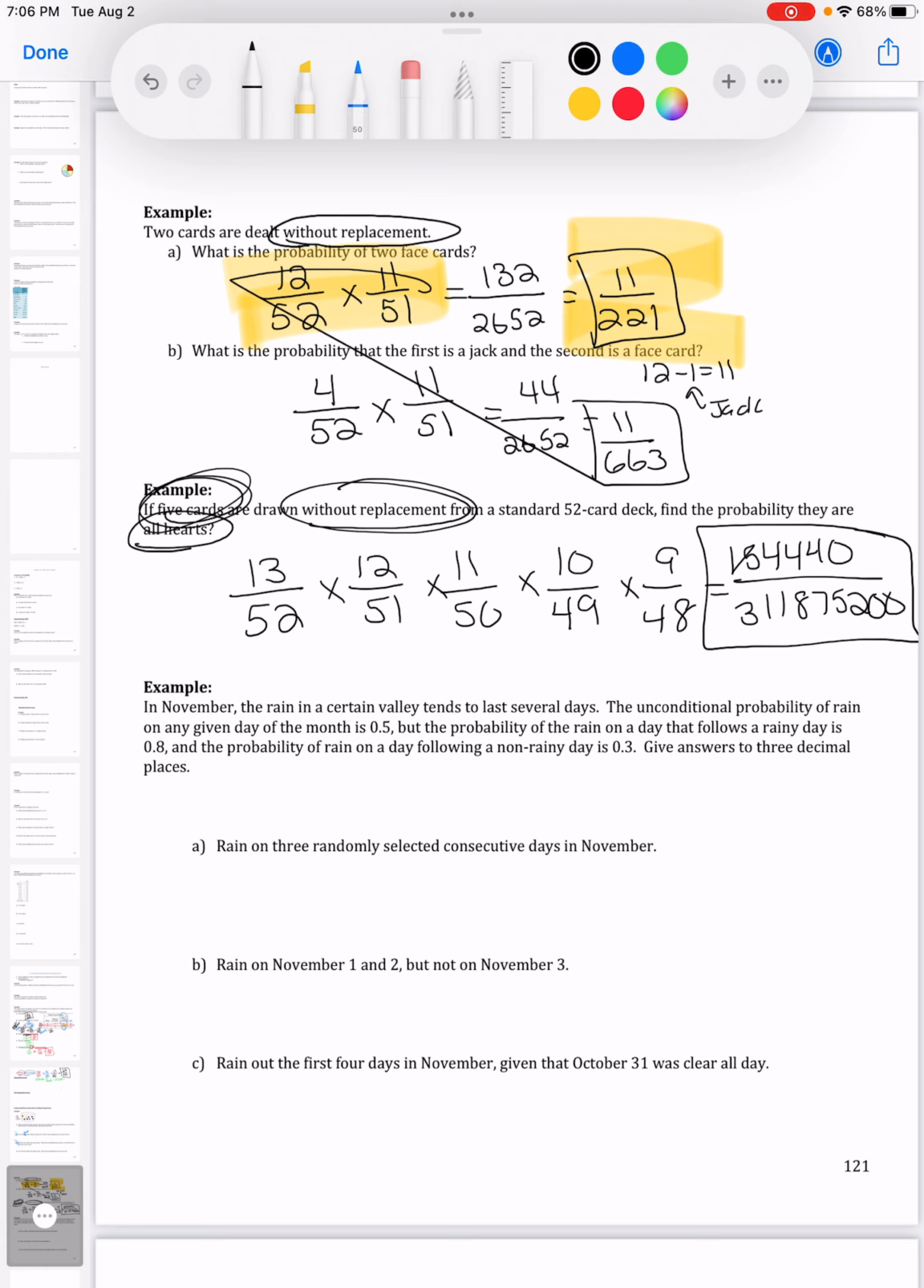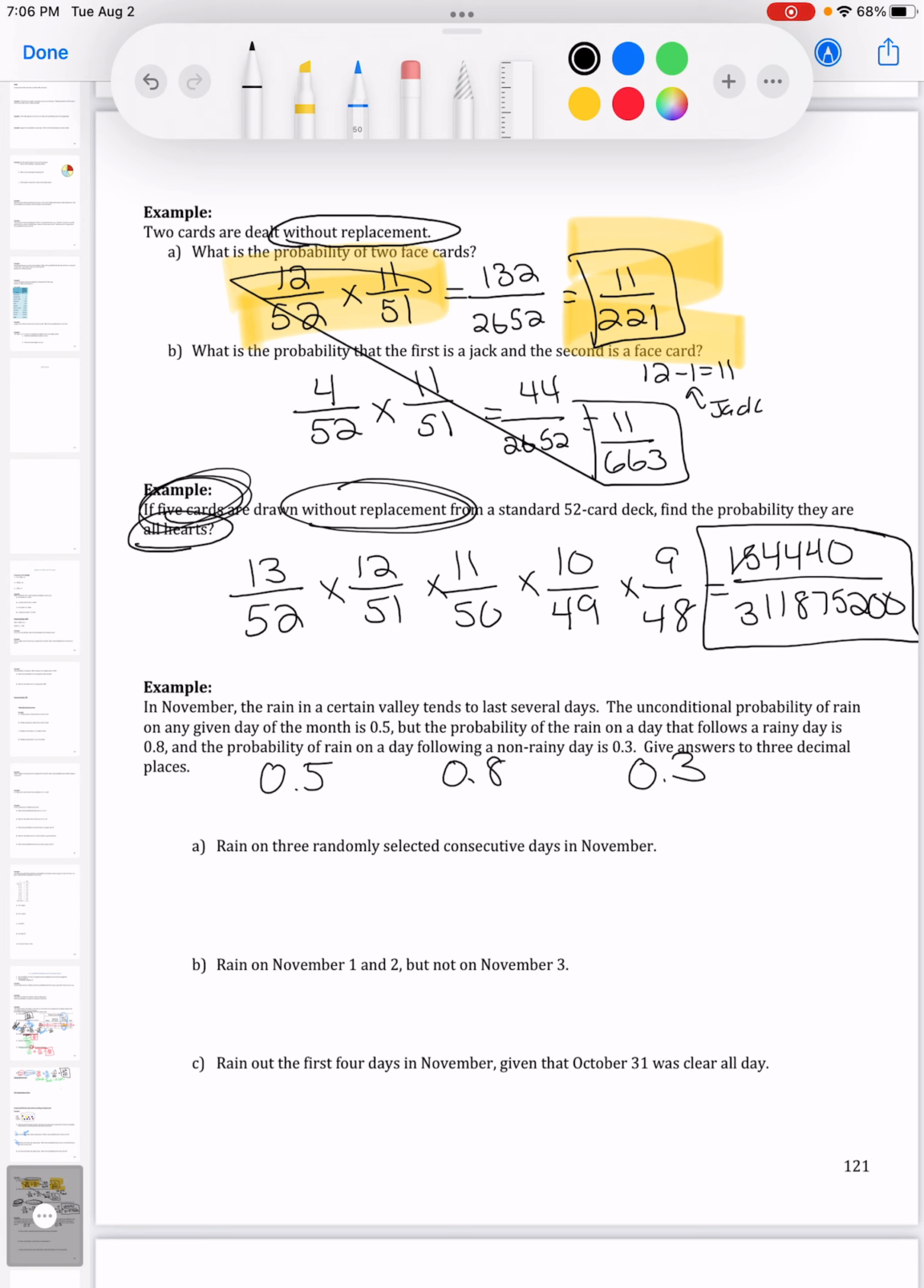So the first day is 50%. If it's a second day of rain, it's 80%. And third day would be 80%. And fourth day would be 80%. And the probability of rain on a day following a non-rainy day is 30%. So we've got these 3 numbers that we're going to use.